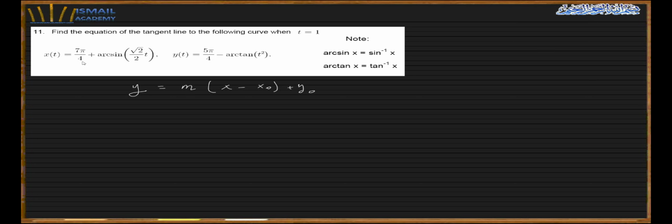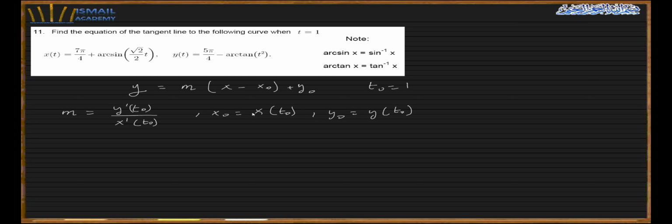Because this is a parametric function, the slope will be y prime of t0 over x prime of t0, and x0 will be my x of t0, and y0 will be my y of t0. That's exactly what I use most of the time. So t0 here is 1, because it's given.